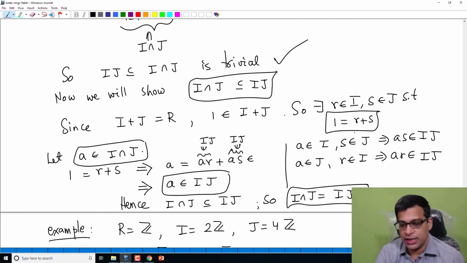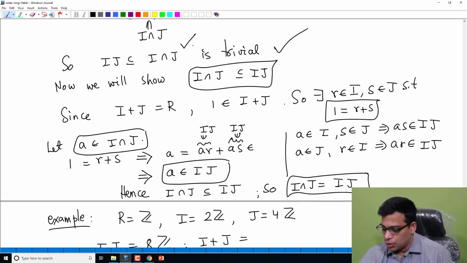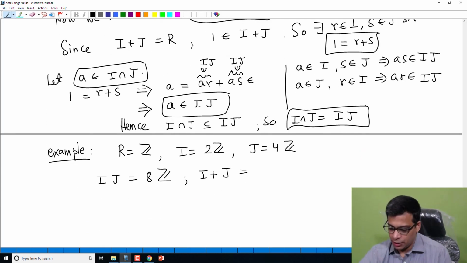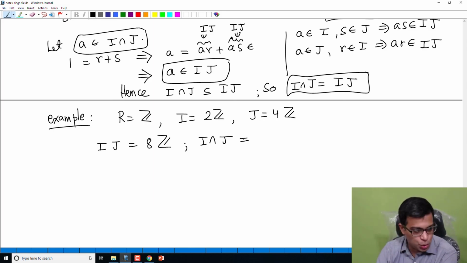Here I showed that I intersection J is already contained in IJ. Here we showed that IJ is contained in I intersection J. This we have showed. Now we are trying to show that I intersection J is contained in IJ. So I intersection J is equal to IJ. And now this example shows that I intersection J is in general not equal to IJ. So IJ in this example, when I is 2Z and J is 4Z, IJ is 8Z. This is easy to check.